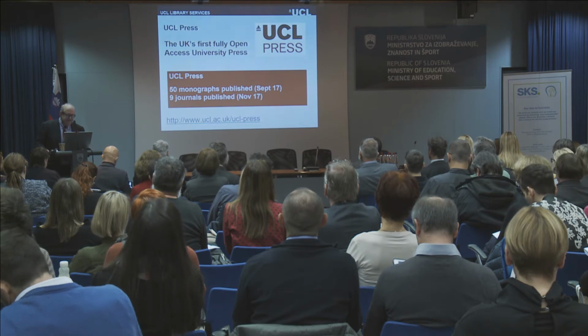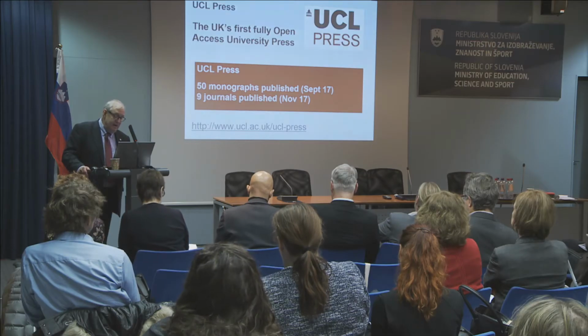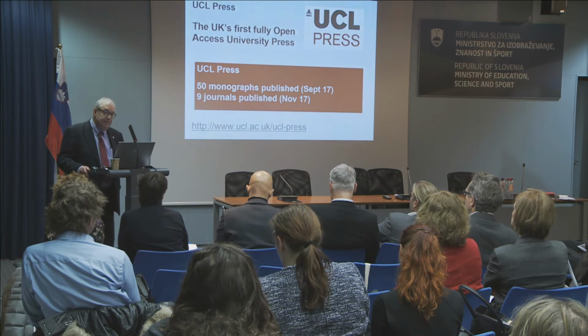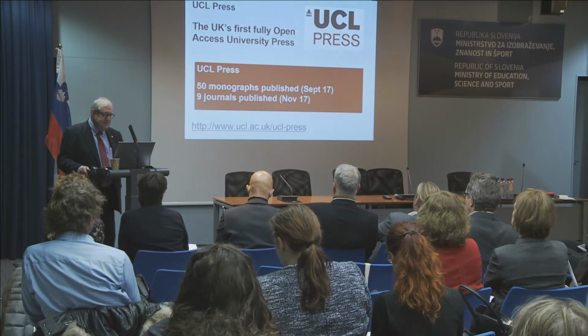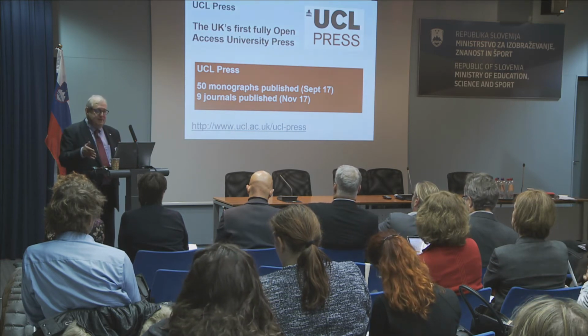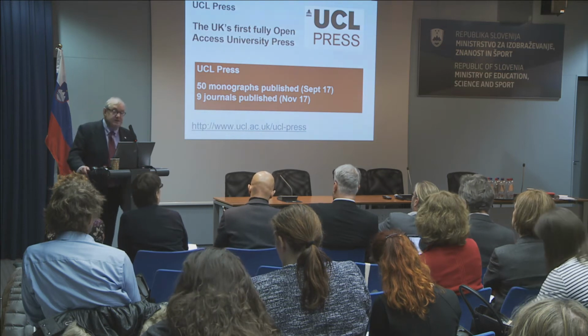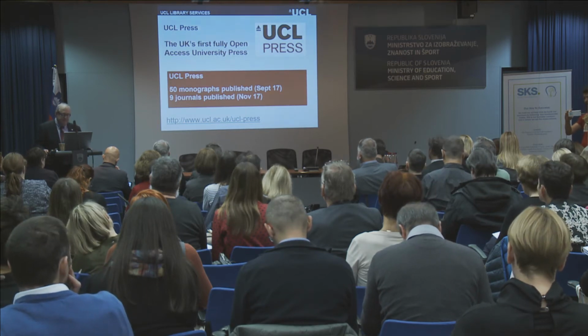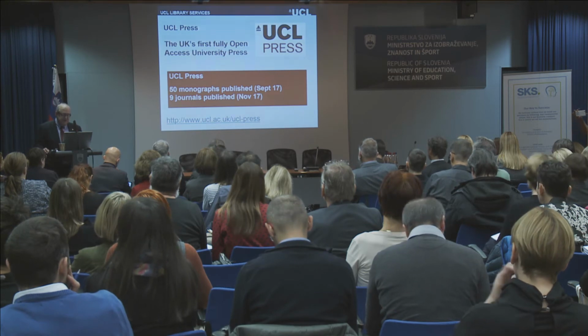The second activity that we've undertaken in my university is to create an open access press. This is UCL Press. It's 2 years old. It's the UK's first fully open access university press, and it's a department of the library. So I'm the chief executive of the press, and it doesn't operate as a separate system within the university. It's not a separate department or a grouping. It is a department of the library. We published 50 research monographs in the 2 years since we've been founded, and we currently publish 9 journals.